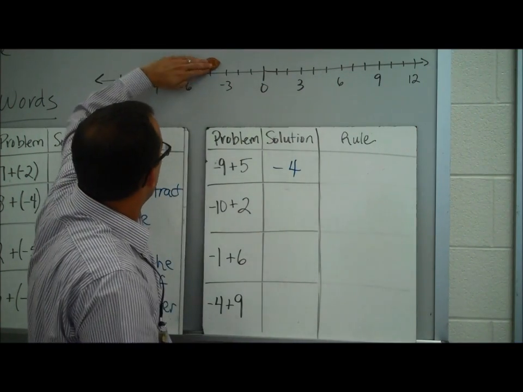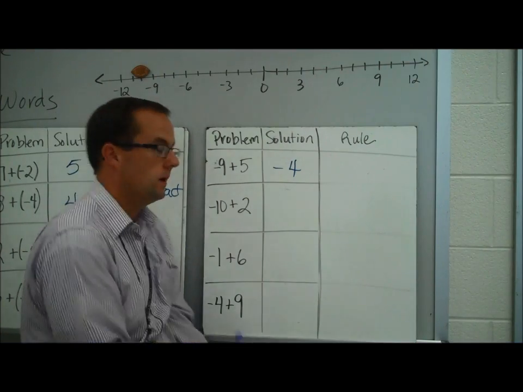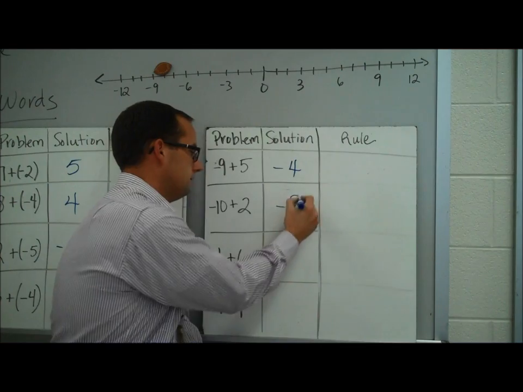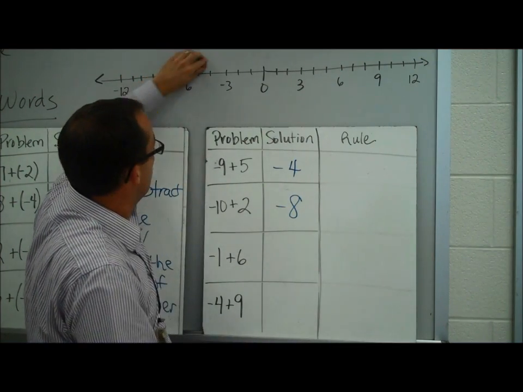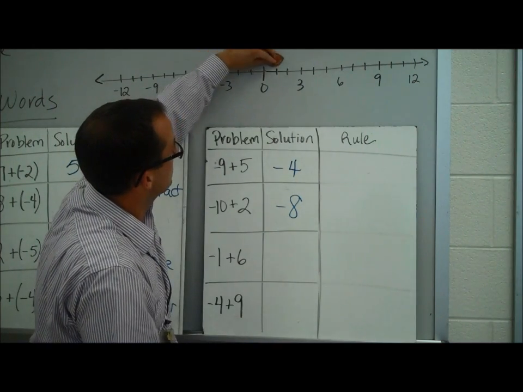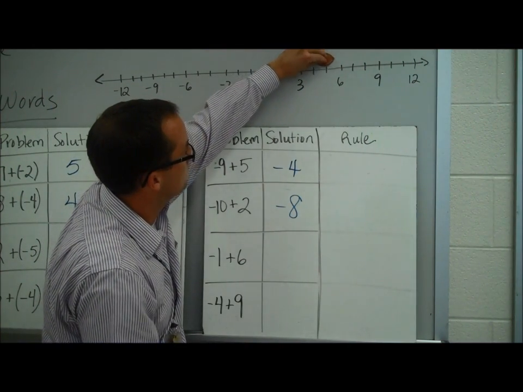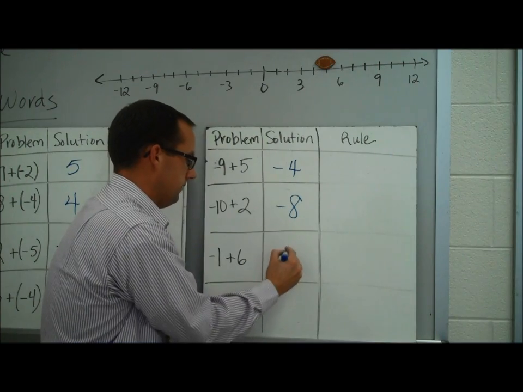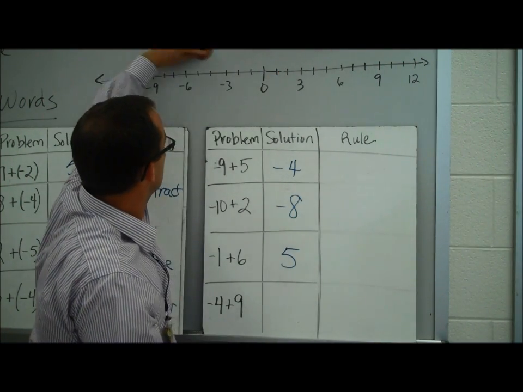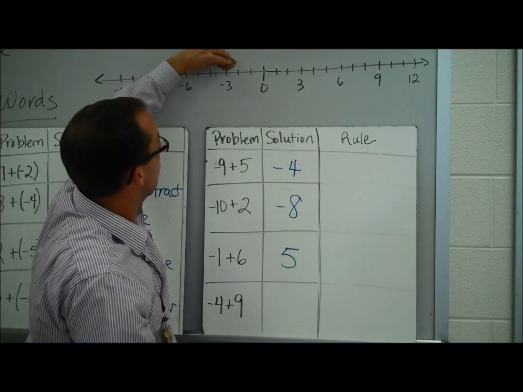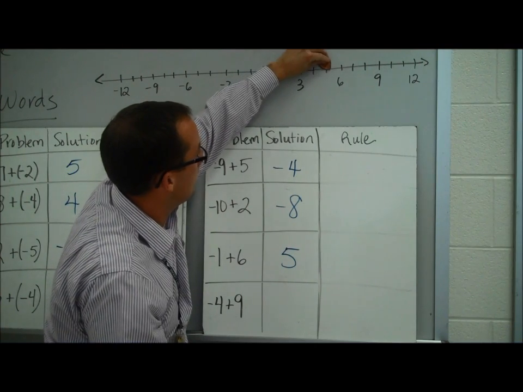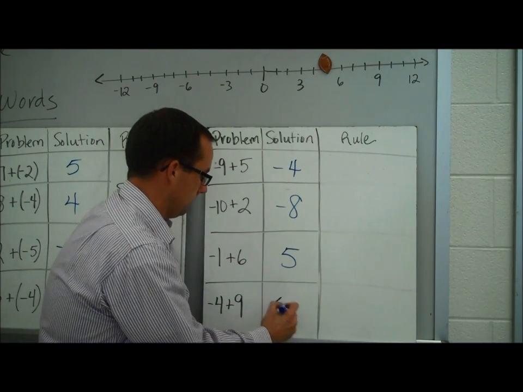Okay? Negative 10, down here, plus 2. 1, 2. I end at negative 8. Starting at negative 1. And then I'm going to add 6. 1, 2, 3, 4, 5, 6. I end at positive 5. And then negative 4 plus 9. I'm going to start at negative 4. That's here. 1, 2, 3, 4, 5, 6, 7, 8, 9. And I'm going to end at positive 5 as well.